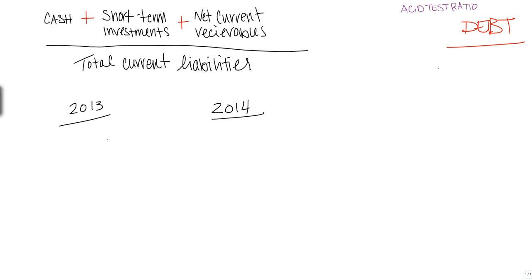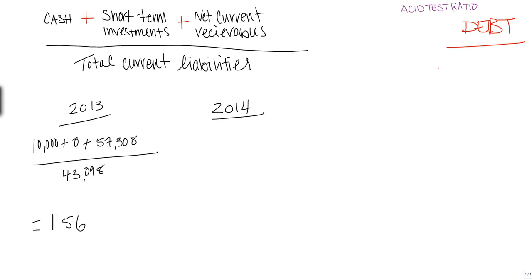Let's say that in 2013, our cash on hand was $10,000. Maybe that's when we started the company. Maybe it's not. We had no short-term investments, and we had $57,308 worth of net receivables currently. Then we divided that by our liabilities, which we calculated out to be $43,098. I did the math on this, which you can go ahead, pause, and do for yourself, but I found it to be a ratio of 1.56.